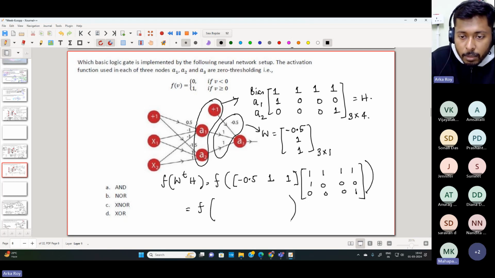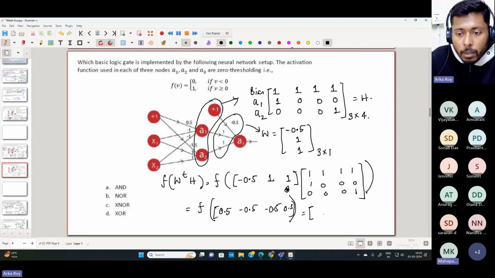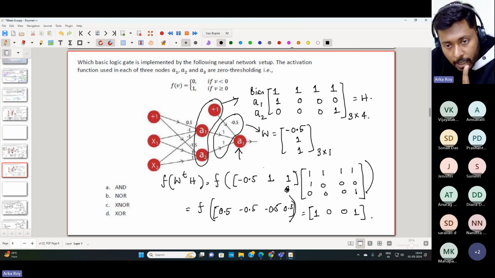So what will be the matrix multiplication output? What will be the shape? Okay, so the result is 0.5, then 1, then minus 0.5, minus 0.5, minus 0.5, and 0.5. Now you do the nonlinear activation over here. So what will be the final output? The final output will be 1, 0, 1, 0, 0, 0, 1. So you can see A3 will give you a single output.